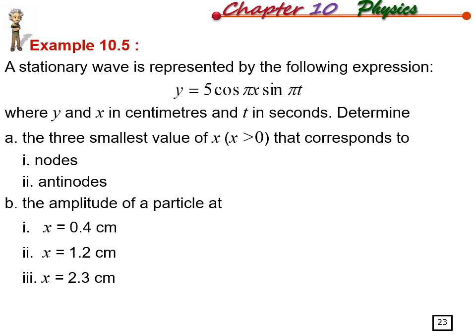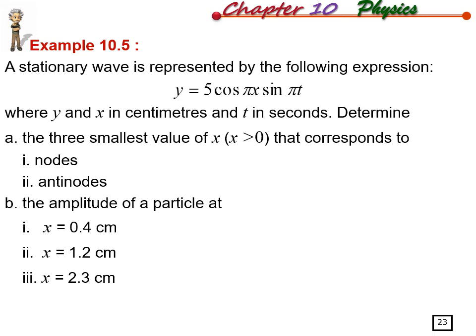Okay, in example 10.5, you have a stationary wave represented by the following expression: y = 5 cos(πx) sin(πt), where y and x are in centimeters and t is in seconds. They want to determine the three smallest values of x, where x is greater than 0, that correspond to node and antinode.